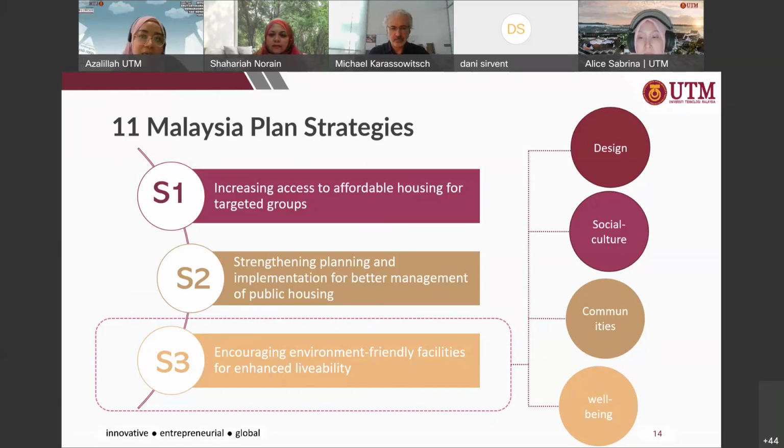But the role of architects is to encourage environmentally friendly facilities to enhance livability. That is our role as academics, as architects also. How do we encourage environmentally friendly facilities so that we can provide well-being, and how can we bring communities and social culture into a design? So this is our plan, our role in the 11th Malaysia Plan strategies. How to bring well-being to this type of program and scheme.